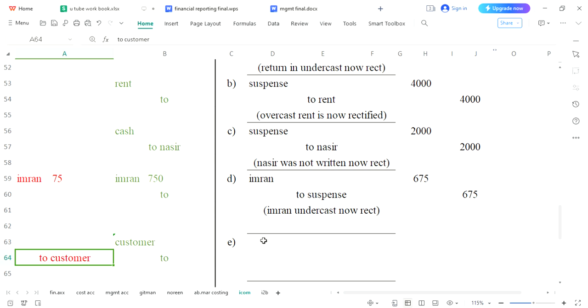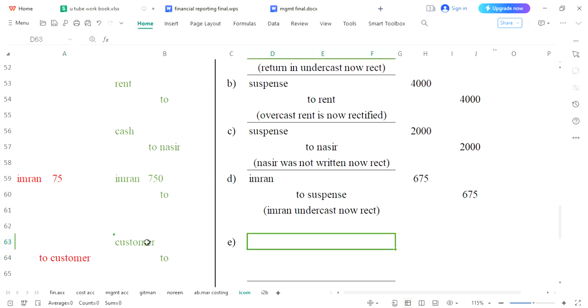So how will you rectify now? First, customer was supposed to be written on debit side, but we haven't written. When we realized, we will immediately write the customer name again on debit side. Listen again, customer was supposed to be written on debit. We haven't written. This was the first mistake. To rectify this mistake, we will write customer on debit side. And the second mistake was customer was not supposed to be written on credit. Customer was not to be written on credit side.